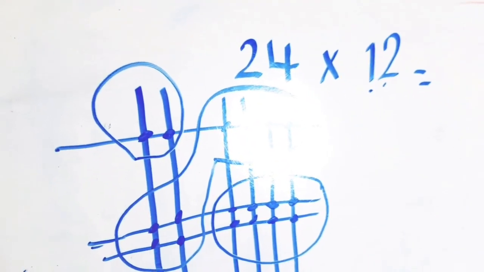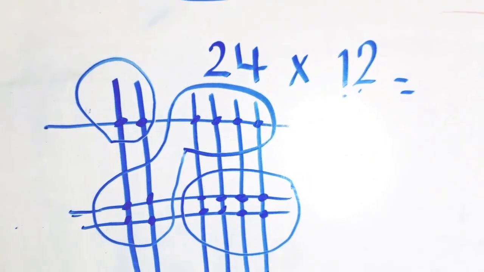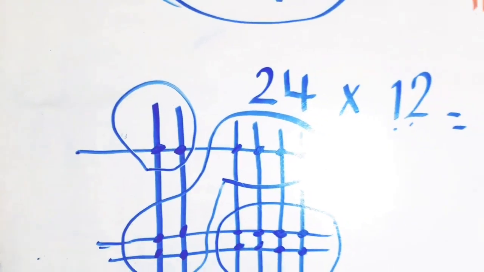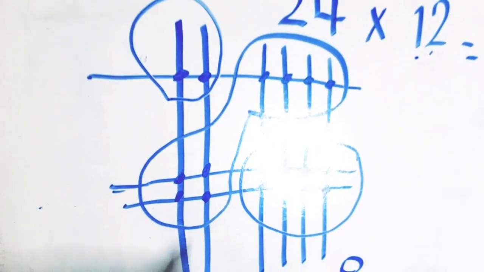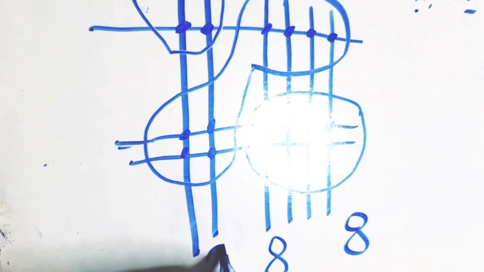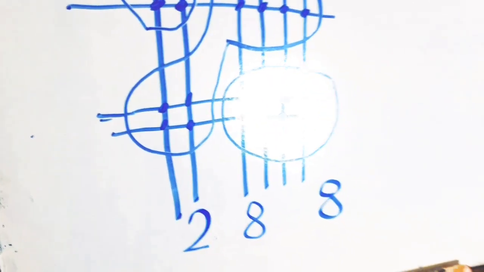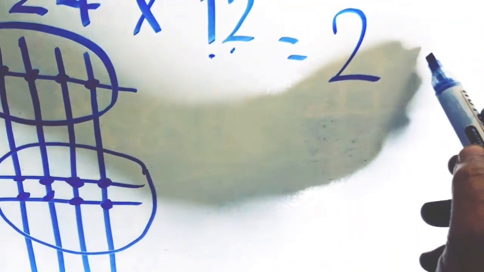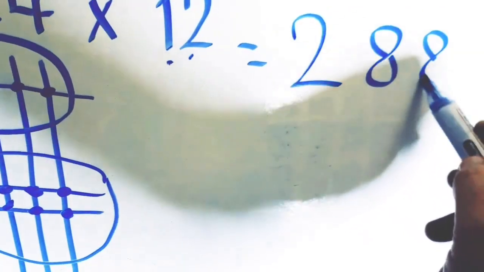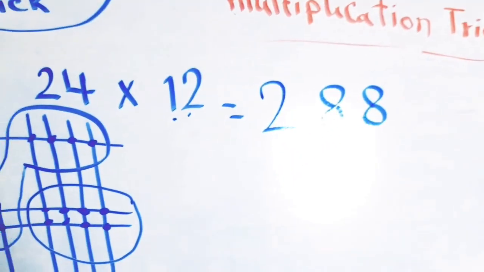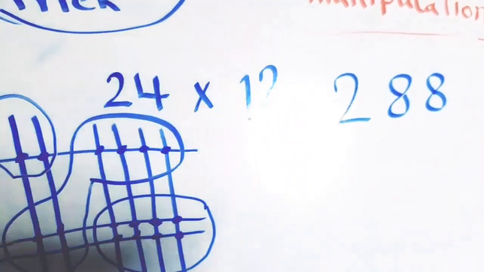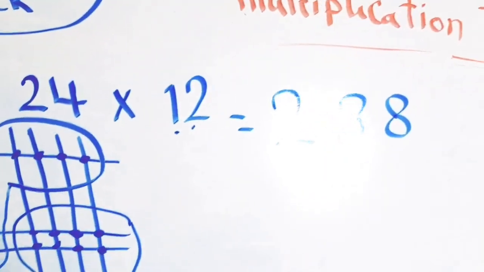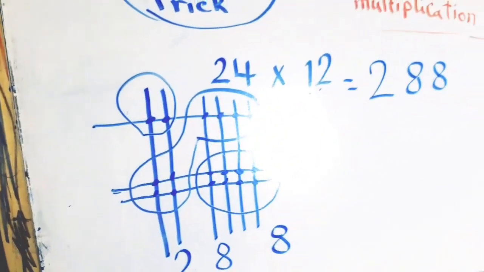After that, we transfer to the last intersectional zone. We have 1, 2. We have 2 dots. 288 is, of course, the multiplication product of 24 times 12. Good.